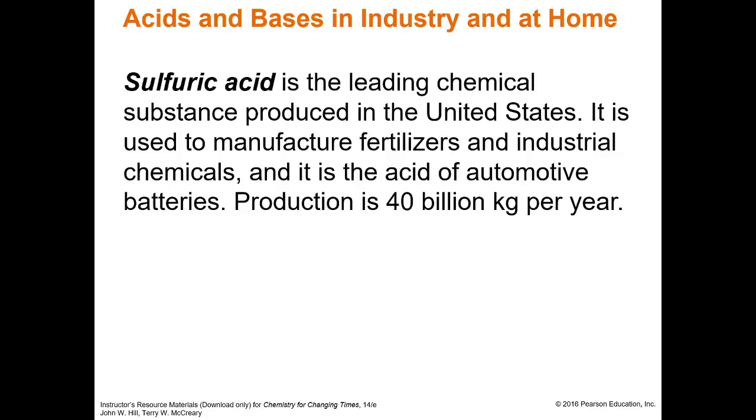Sulfuric acid is the leading chemical substance produced in the United States. It is used to manufacture fertilizers and industrial chemicals, and it is the acid of automotive batteries. If you look at many automotive batteries that are not lithium batteries, this is the typical automotive battery. Production is 40 billion kilograms per year. An interesting side note is the way that they measure the wealth of nations. Part of it is measuring how much sulfuric acid and nitric acid they make.